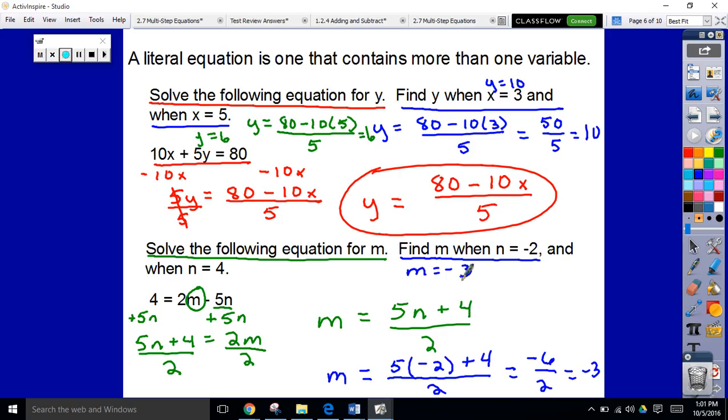Now I'm going to solve it for n equals 4. So I'm going to go back to my original equation and say that m equals 5 times 4 plus 4 over 2. 5 times 4 is 20. 20 plus 4 is 24. And 24 divided by 2 is 12. So when n is 4, m equals 12.